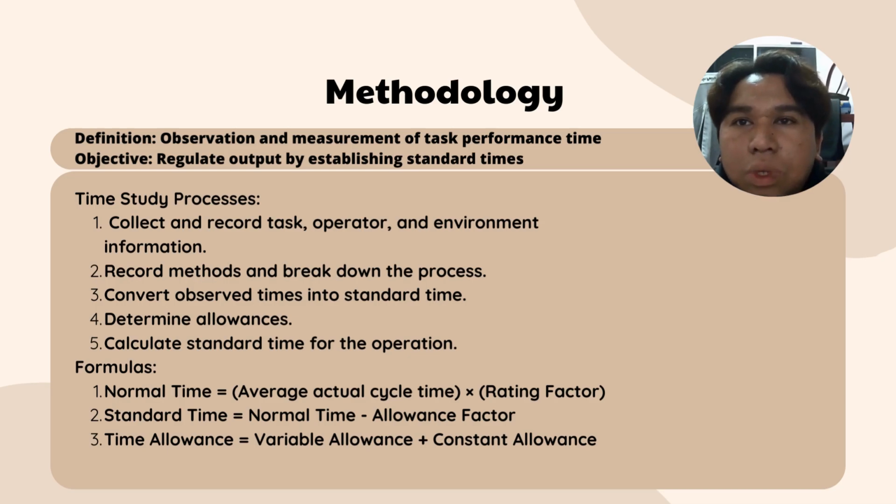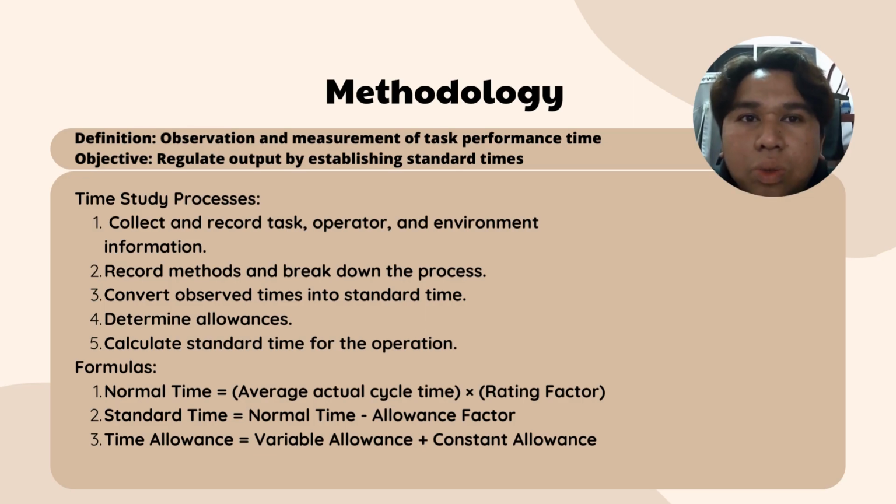For the formulas that will be used in this step, the first one is the normal time, which is the average actual cycle time multiplied by the rating factor. The next formula is standard time equals normal time minus allowance factor. And lastly is time allowance, which is variable allowance plus constant allowance.